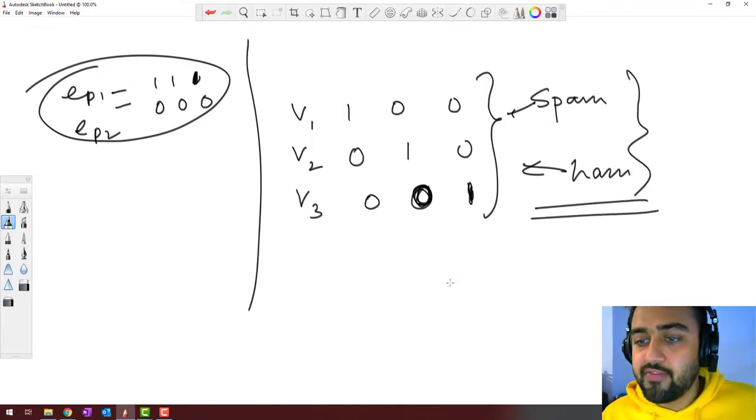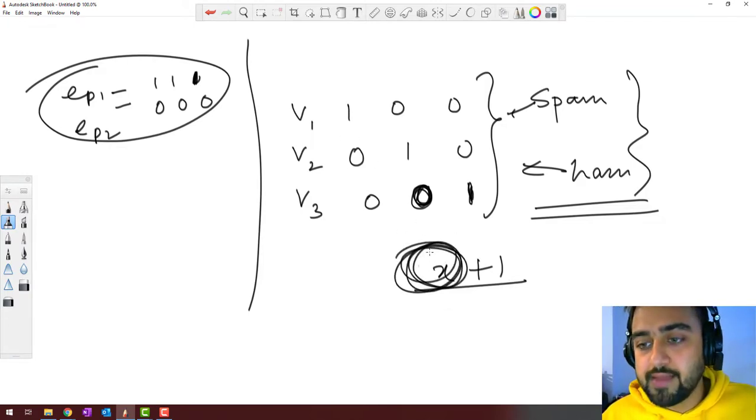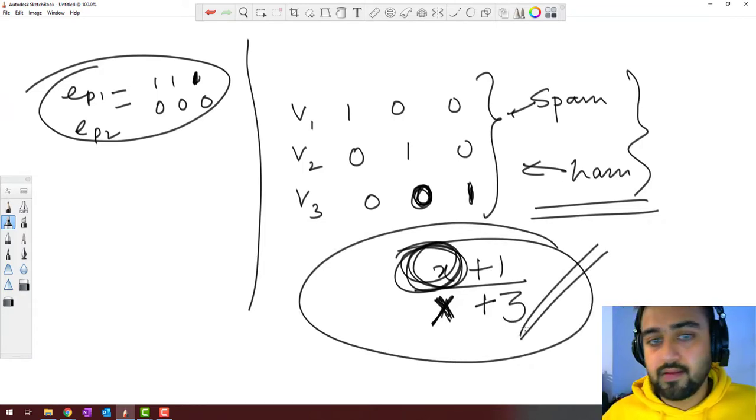Therefore, we get the formula of plus 1 upon the total number of words. The numerator is the total number of times j occurs in class k, and the denominator is the total number of words in class k, plus 1, 2, 3. So this is how you get the smoothing formula.